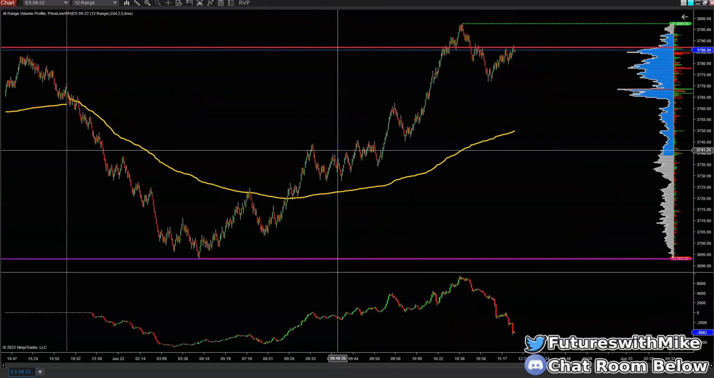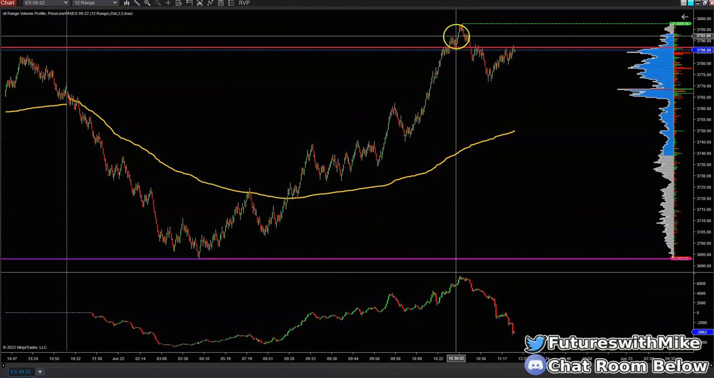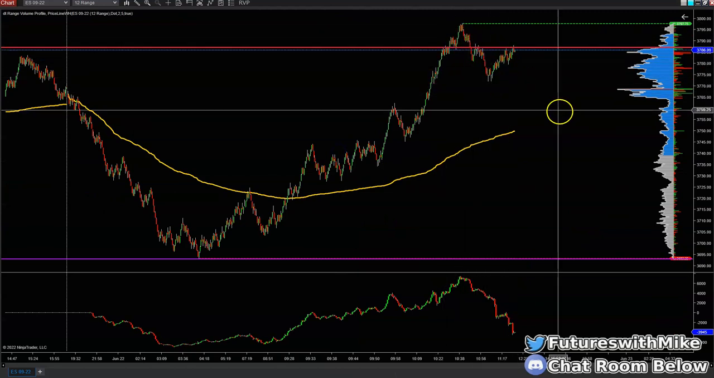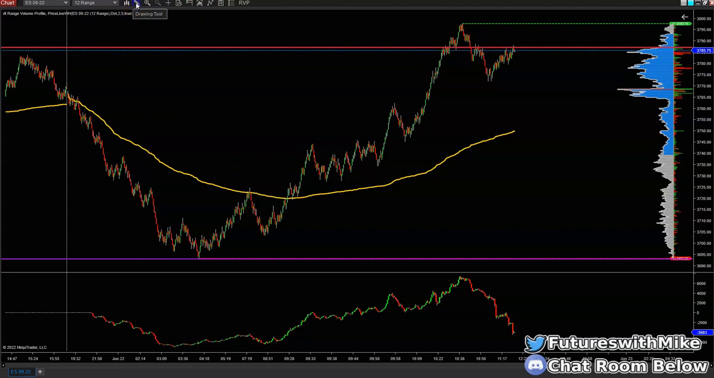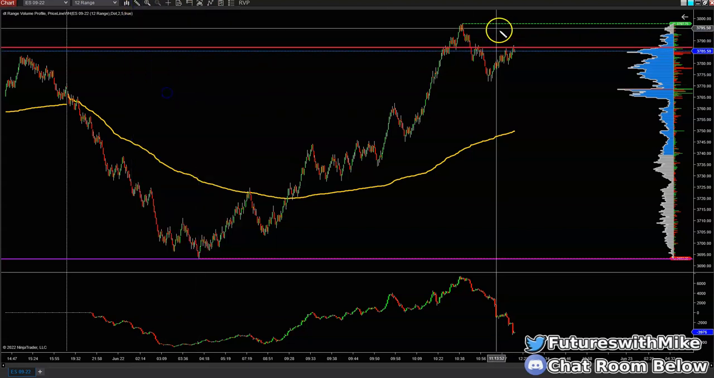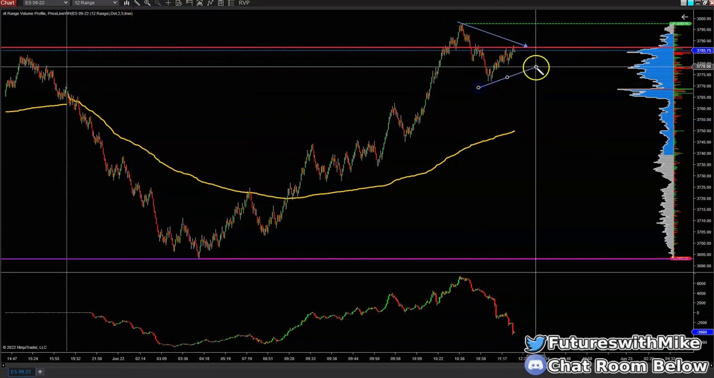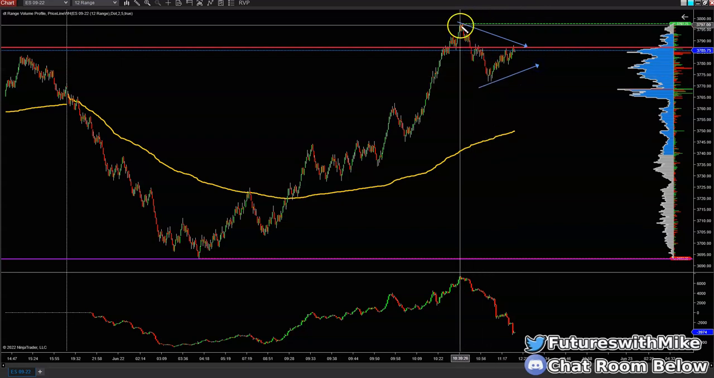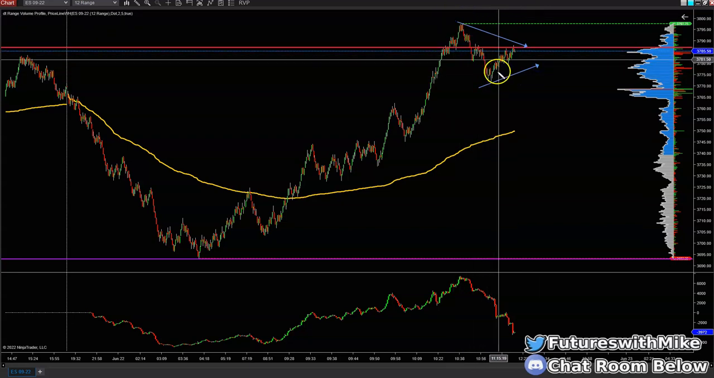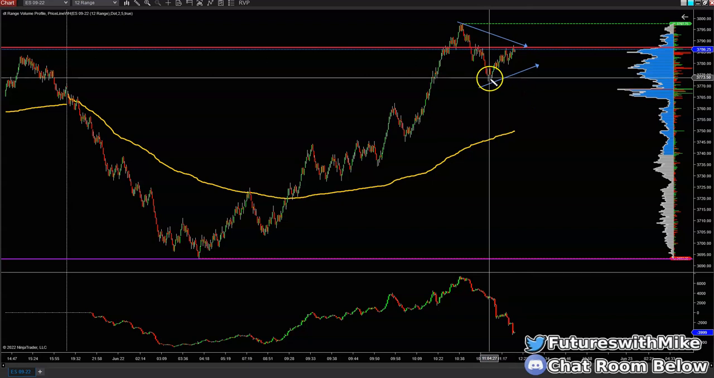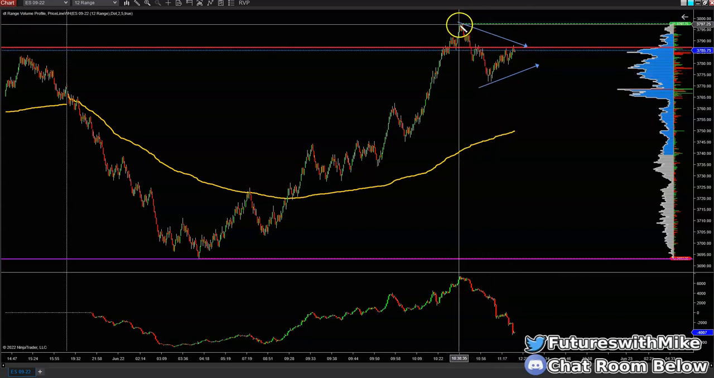Okay. So price is kind of moving sideways right now. You can see it's in a wedge. For all those that don't know what a wedge is, price is wedging. It's got a high here and a low here. It's not able to break this low to the downside, meaning taking out support here, or taking out resistance right here.